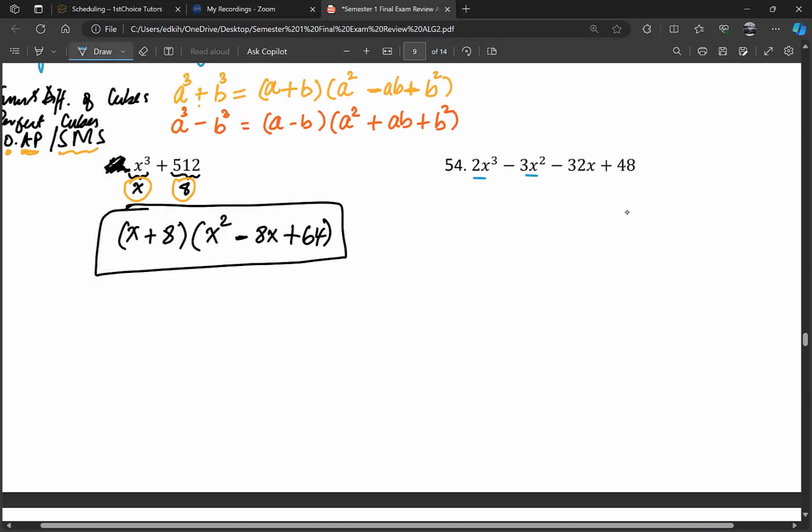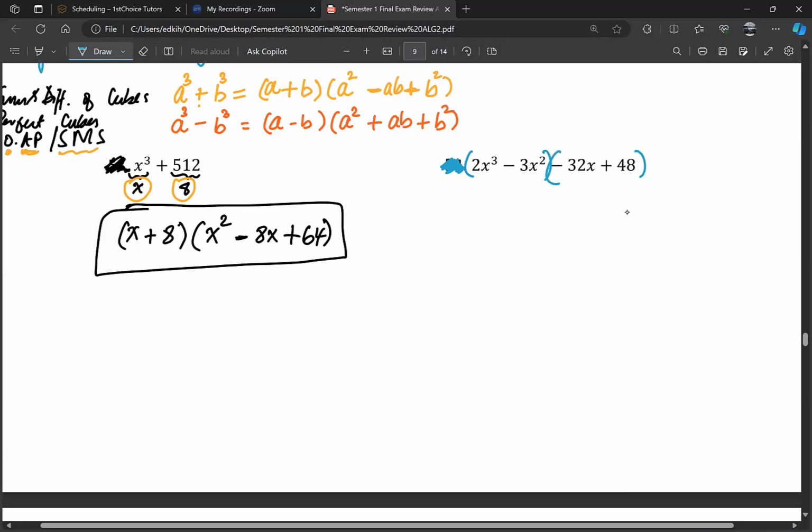So now we're moving on to question 54. And we have 4 terms, which calls for which method, folks? With 4 terms you use grouping. So if you said grouping, great job. Again, let me get rid of this 54 just so it's not in the way. It's not part of the problem. It's just the number of the problem.